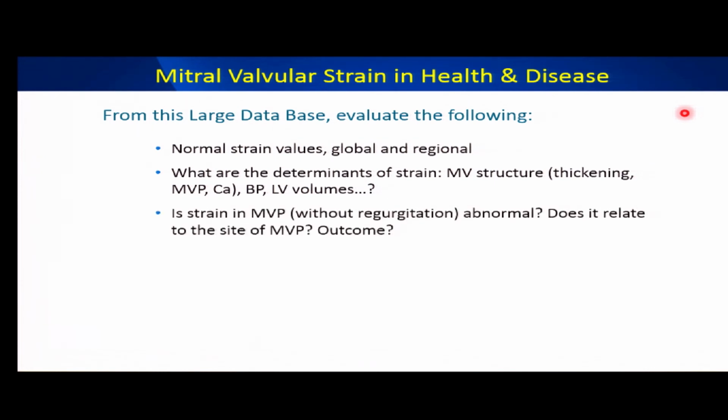Is strain in mitral valve prolapse abnormal without regurgitation? Is it abnormal? And does it localize to a certain location where the prolapse is maybe? And would the outcome be different if we have prolapse without regurgitation with high or with normal strain?